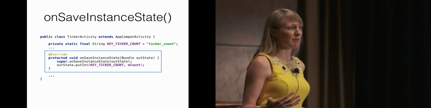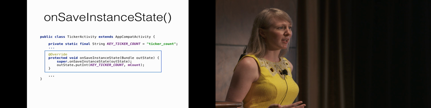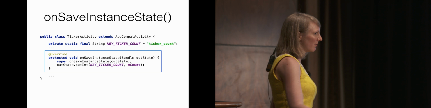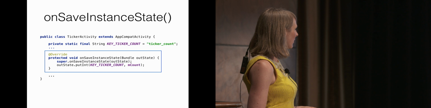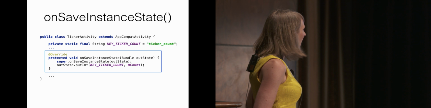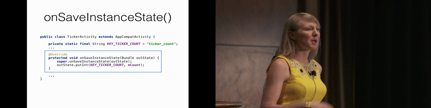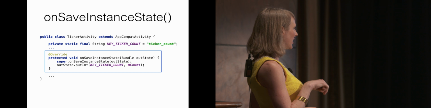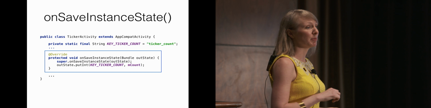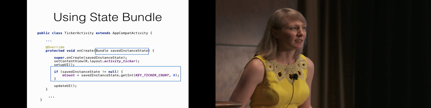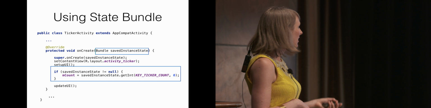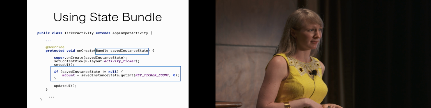There's an input, a Bundle. This Bundle is really just a mapping of keys to values. In that line right before the bottom curly brace in that box, I have outState.putInt. So I'm putting my count and stashing it in this Bundle of state. Now if we look back at onCreate, onCreate actually has an input that accepts a Bundle.